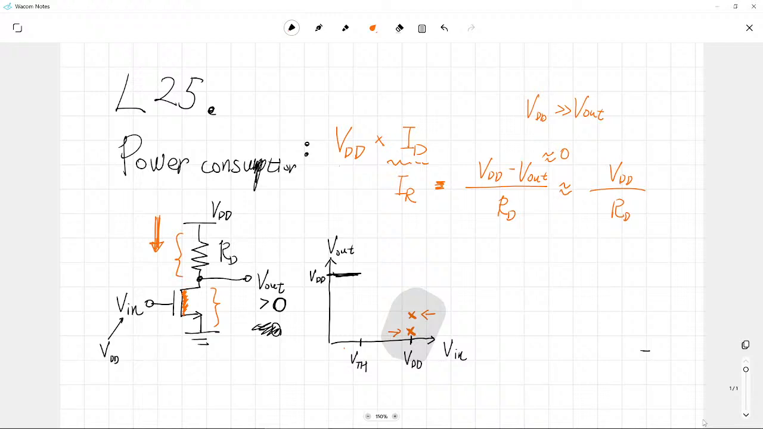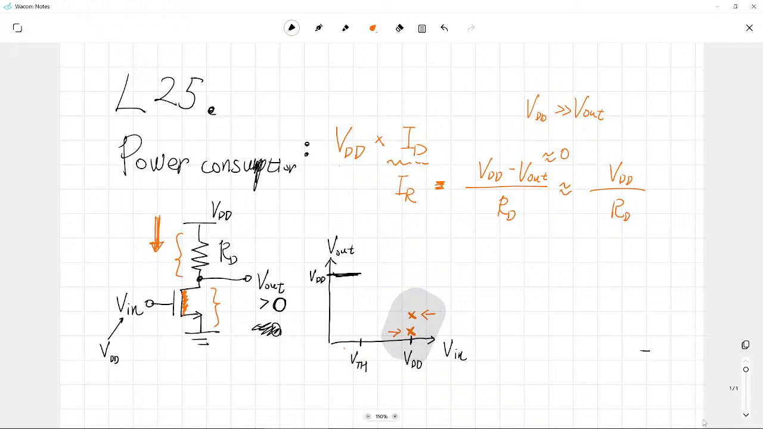So are you with me? So of course IR is not exactly equal to VDD divided by RD. Yes, this is not exact, but you know, since output voltage in this case is quite small, of course we have certain errors introduced, 0.1 volt or 0.2 volt, but doesn't matter because this value is much higher, like 1.8 or something like that. So now we have an approximate relation.